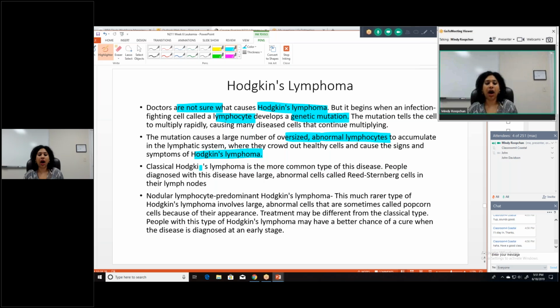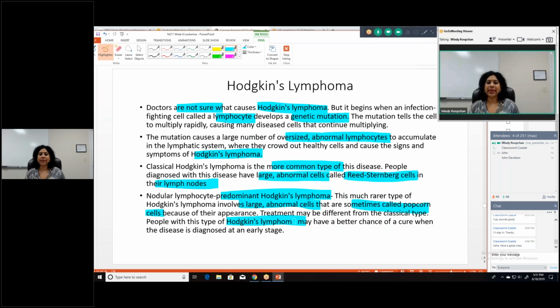So classical Hodgkin's lymphoma is the more common type of the disease. People diagnosed with it have large abnormal cells called Reed-Sternberg cells in their lymph nodes. Nodular lymphocytic or lymphocyte predominant Hodgkin's lymphoma is a rarer type of Hodgkin's involving large abnormal cells, sometimes called popcorn cells because of how they look. Treatment may be different from the classical type. People with this type of Hodgkin's lymphoma may have a better chance of a cure when we diagnose at an earlier stage.